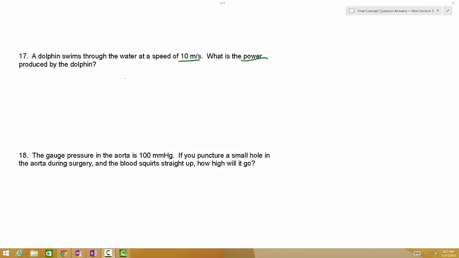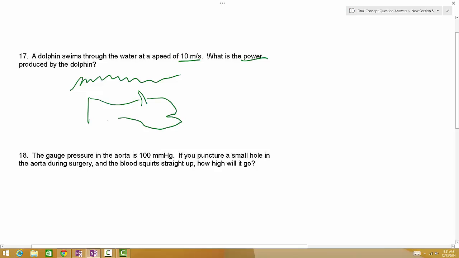17. A dolphin swims through the water at 10 meters per second. What is the power produced by the dolphin? Okay, so let's draw our picture. Here's the surface of the water. Here's our dolphin, with a little bit of an underbite. And it's going at 10 meters per second.